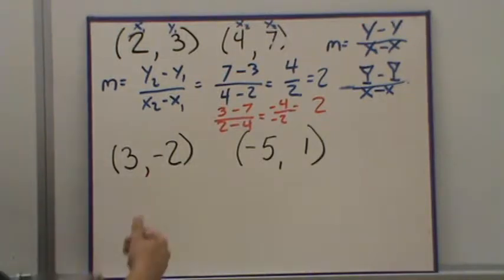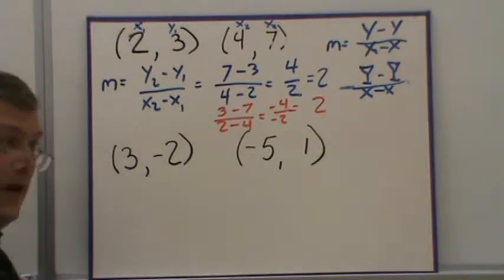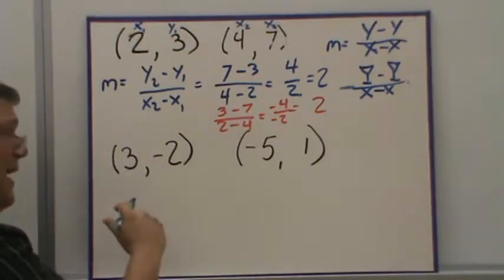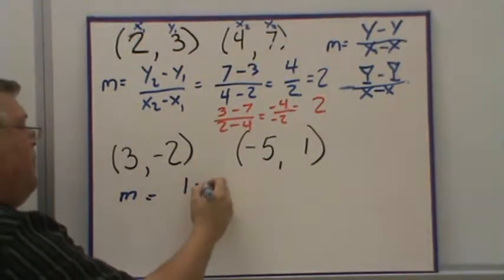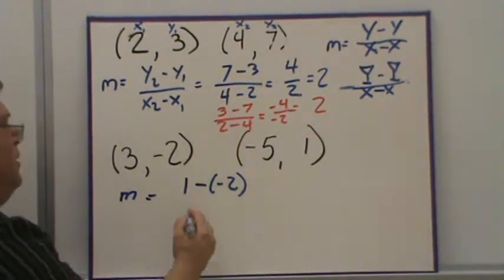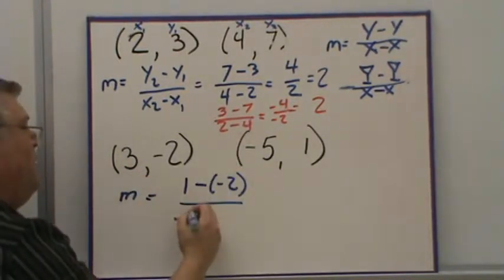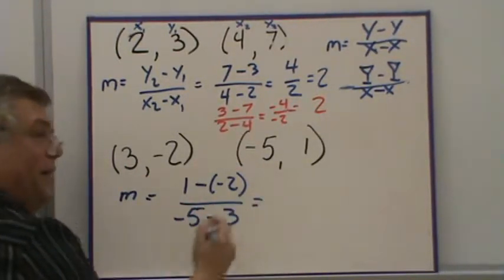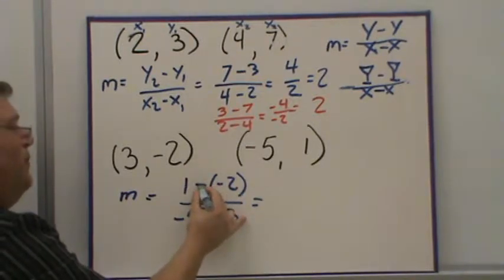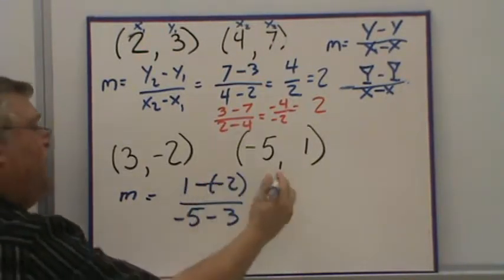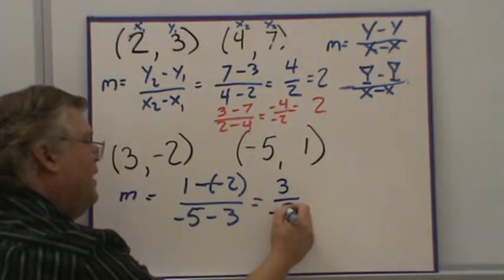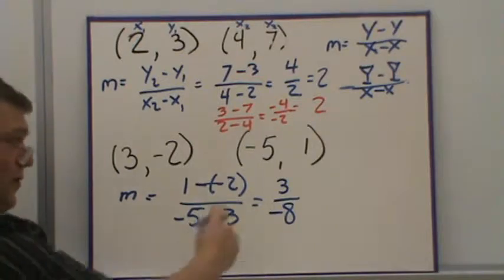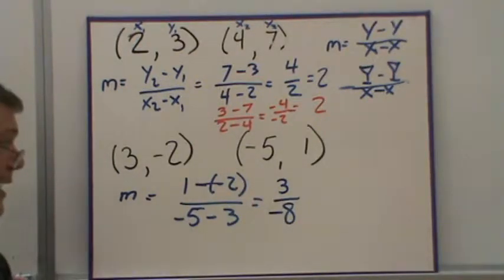Let's try with another set of points here. Here we have negatives involved. That might change things. Let's see what happens. y2 minus y1 would be 1 minus a negative 2. x2 minus x1 would be negative 5 minus 3. Minus a minus becomes a plus. So 1 plus 2 is 3. Negative 5 minus 3 is negative 8. So this works out to be negative 3/8.